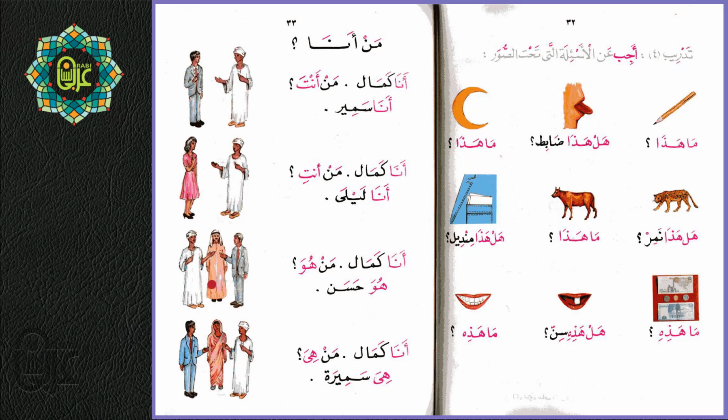Here, Kamal is speaking about someone else, a third person. He introduces himself, Ana Kamal, Man Huwa? Who is he? Huwa Hassan. He is Hassan. Now Kamal wants to ask about this woman. Ana Kamal, Man hiya? Hiya Samira. Hiya means she, Huwa means he. She is Samira.